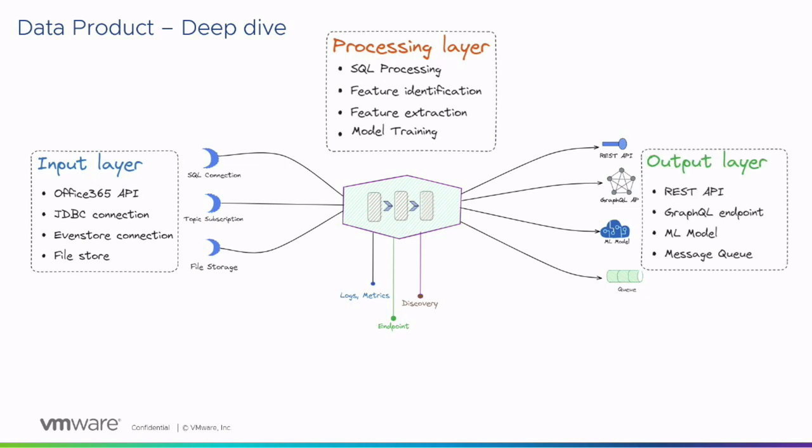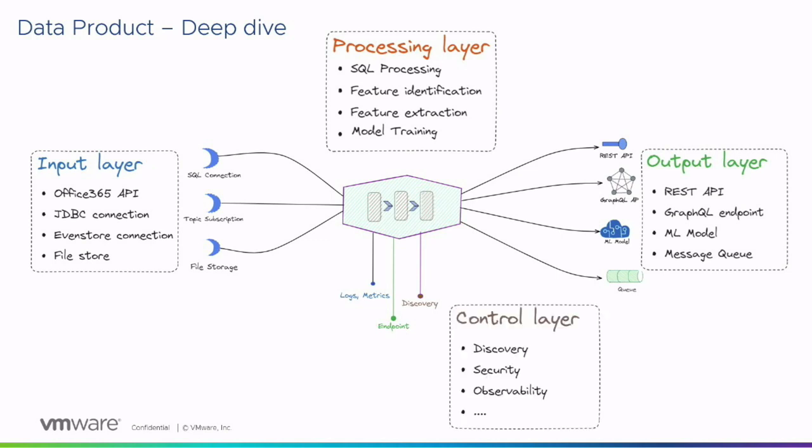The third part is the output layer, where it then outputs the applied data intelligence that it generated based on data that it ingested. And this could be anything, again. It could be a REST API, it could be a GraphQL API, it could be a Parquet file. It's about the interface that this data product defines.